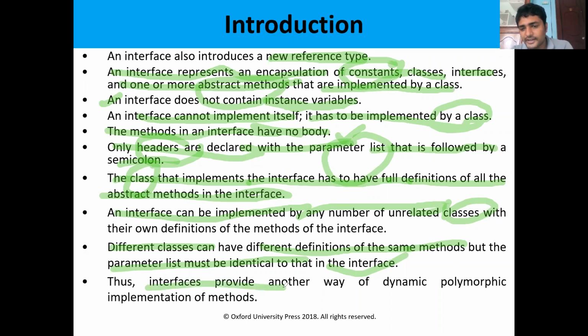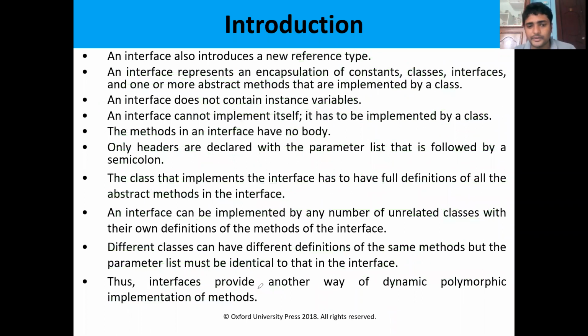So this reflects the dynamic polymorphic implementation of a method. That is method overriding, runtime polymorphism, dynamic method dispatch. We have discussed this in the previous chapter, inheritance. So these are the basic things regarding inheritance and interfaces.